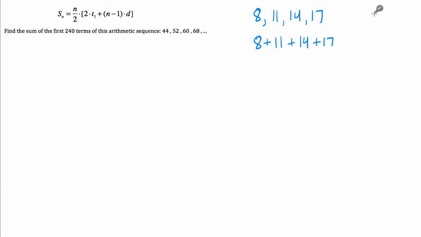It's pretty easy to do. You can do it longhand. 8 plus 11 plus 14 plus 17. 8 plus 1 is 9, plus 4 is 13, plus 7 is 20, 0. Carry the 2. 2 plus 1 is 3, plus 1 is 4, plus 1 is 5. So this short list of numbers adds up to 50.